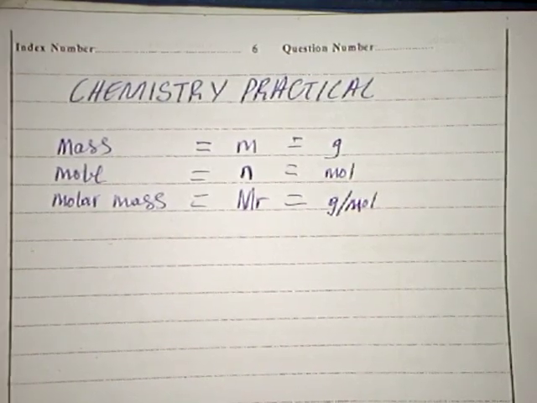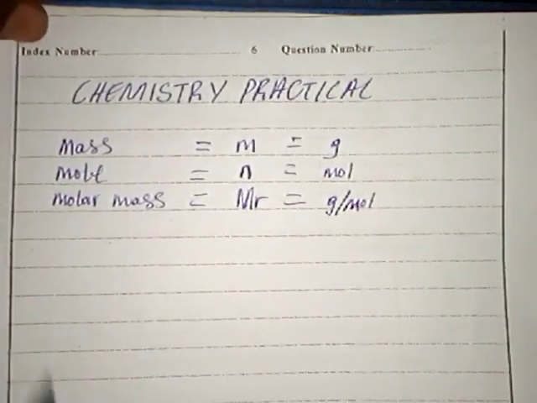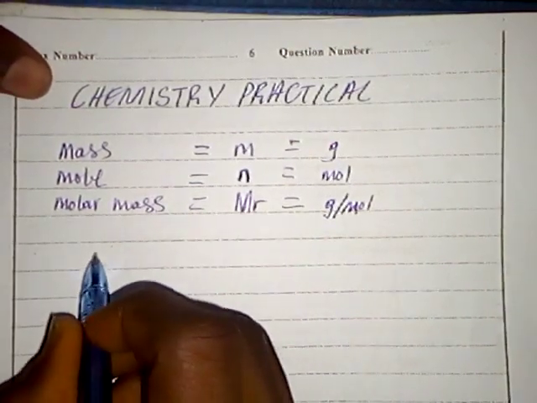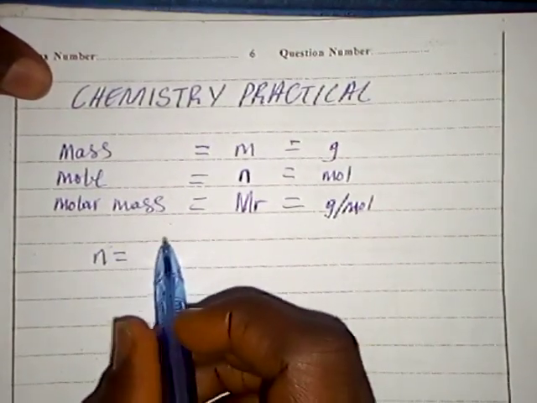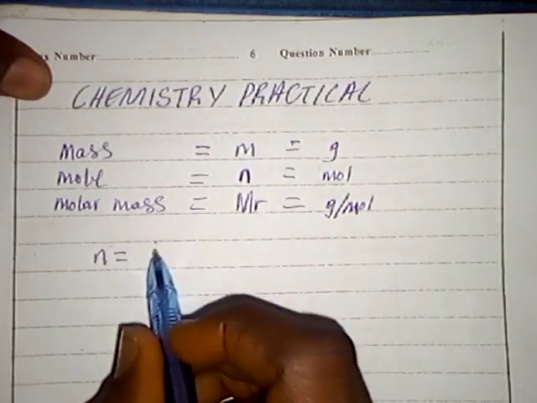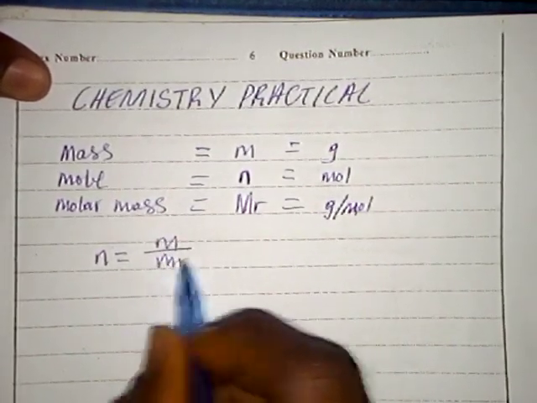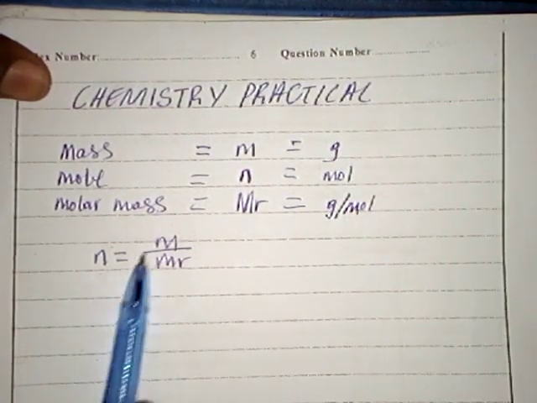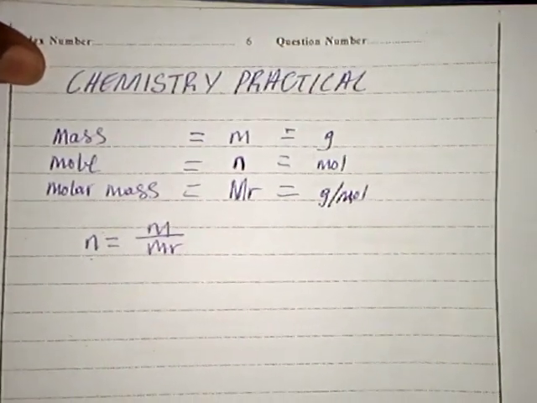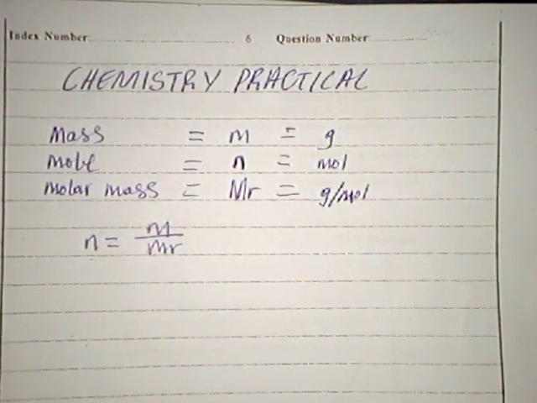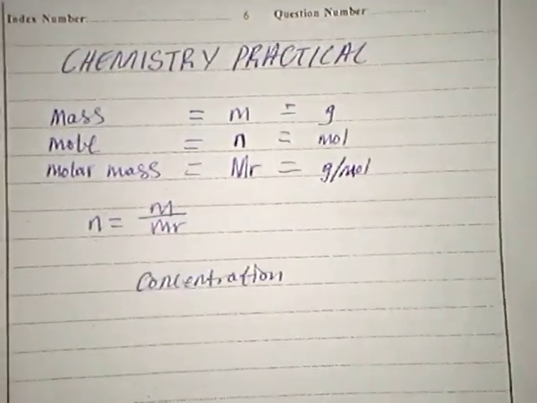Now let me give you the formula that connects these 3 terms. We say mole, the amount of substance, is equals to the mass upon molar mass, Mr. This is the formula. Mole is equals to mass upon molar mass. You get it? Good. Now let's proceed to concentration.